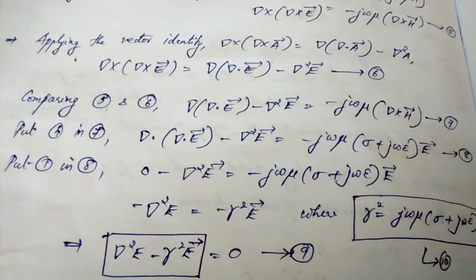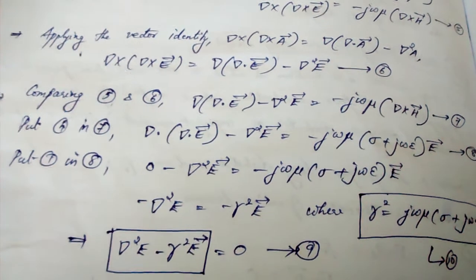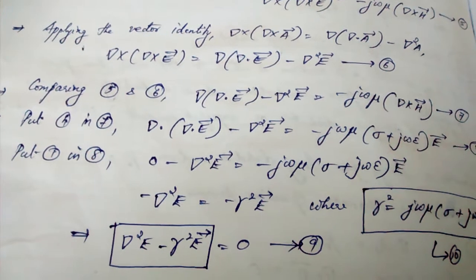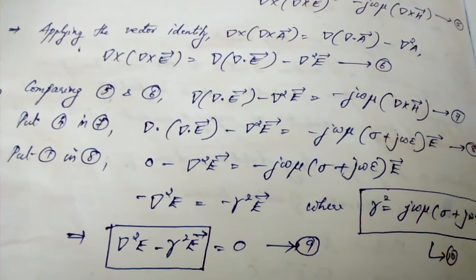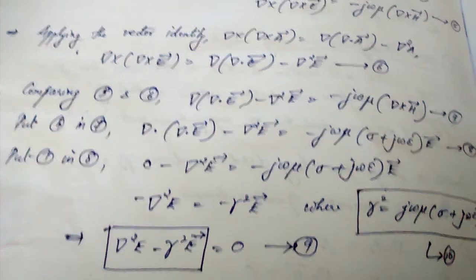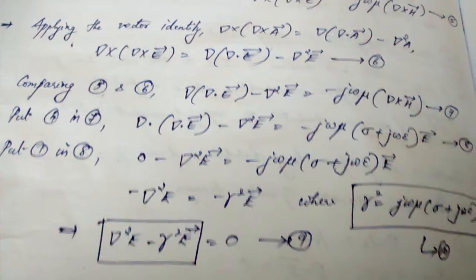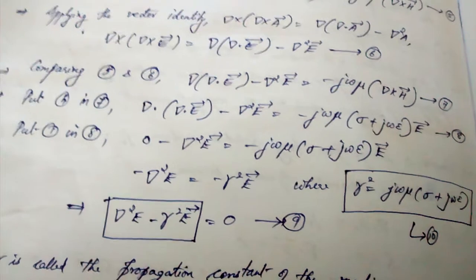We have already defined in equation number 4 as sigma plus j omega epsilon into E. So substitute that. So you get del dot E minus del cross E as del square E is equal to minus j omega mu into sigma plus j omega epsilon E. Mark it as equation number 8.